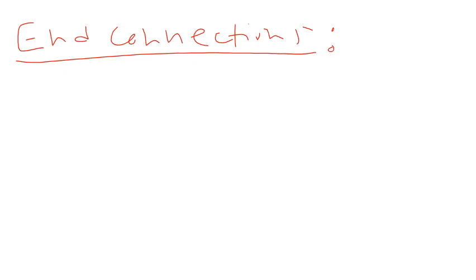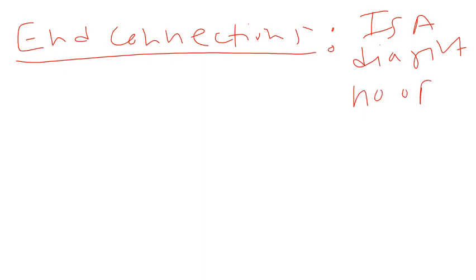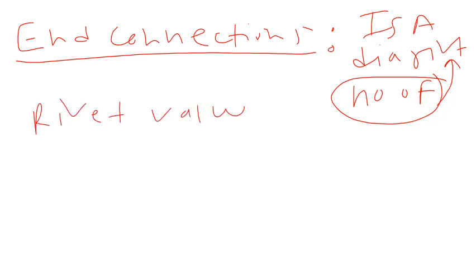Why are we doing this? Because we have the size of the angles ISA, and we have the diameter of the rivets. So our job now is to find the number of rivets, and for that purpose we need to find the rivet value, the same as what we did in part 1.